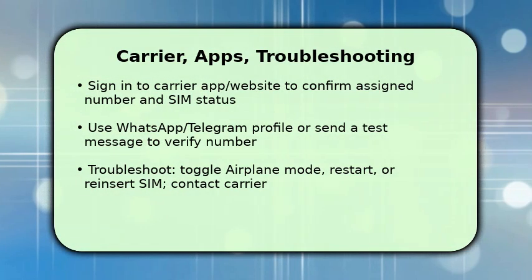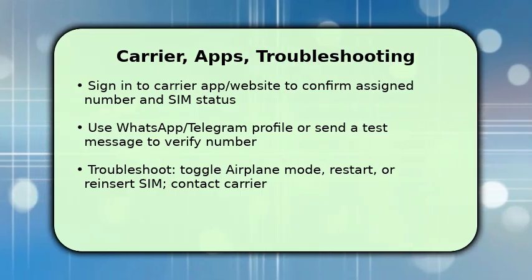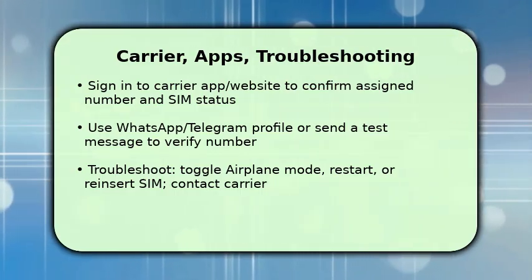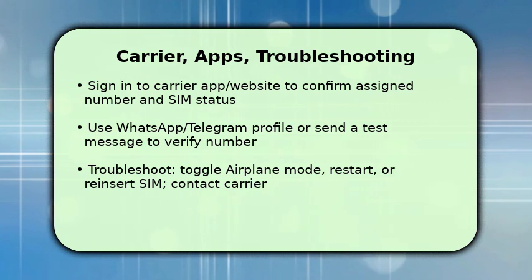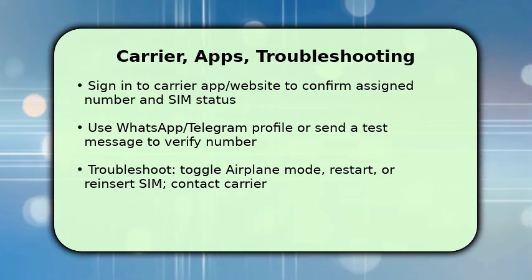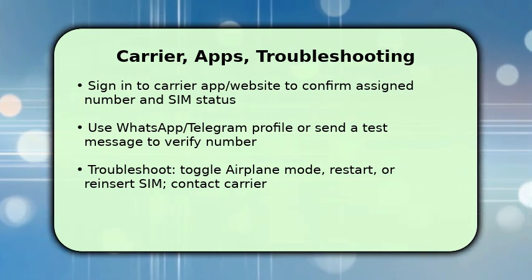Finally, confirm with your carrier. Sign into their app or website to see the assigned number and SIM activation status. You can also open WhatsApp or Telegram profile settings. These apps verify your number when registering.